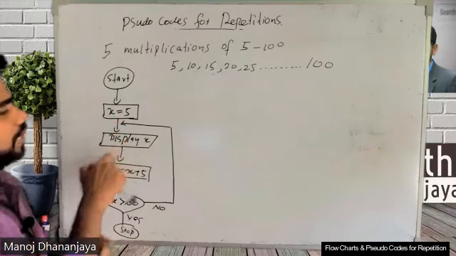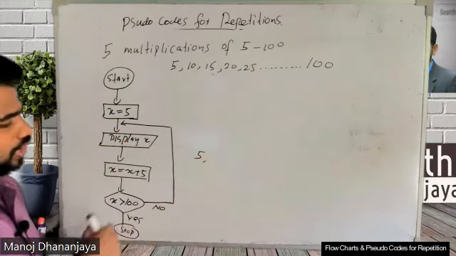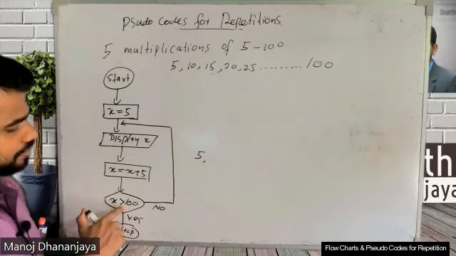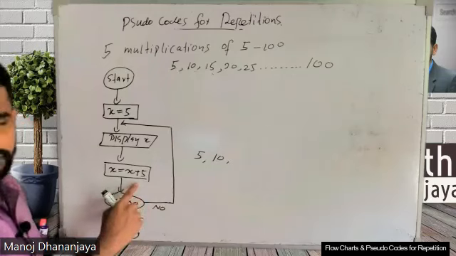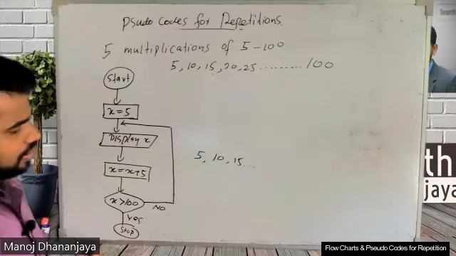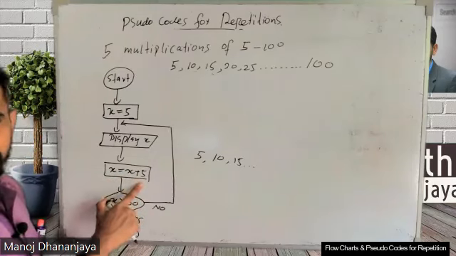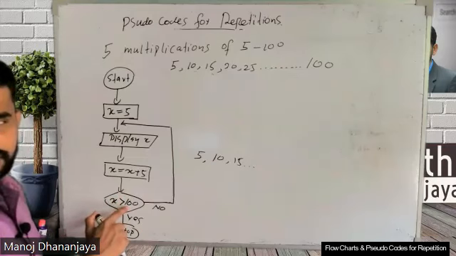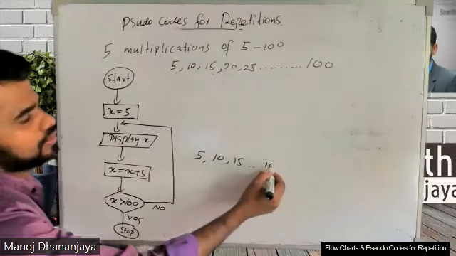X equal 5, display x, 5 will be displayed. X equal x plus 5, 5 plus 5, 10. Is 10 greater than 100? No, 10 will be displayed. 10 plus 5, 15, 15 will be displayed. We'll check the last number. 95 plus 5, 100. Is 100 greater than 100? No. Then 100 will be displayed.